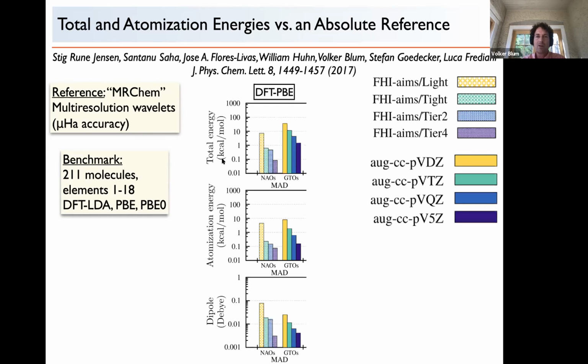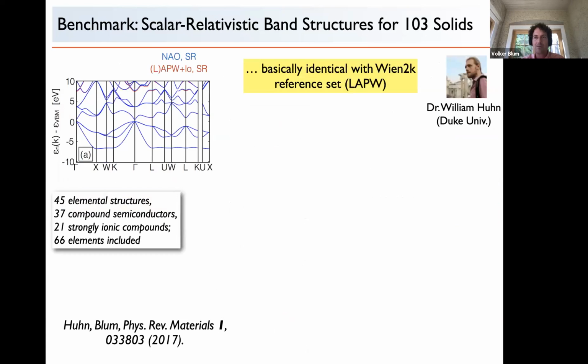So if you do DFT PBE, it turns out this is a total energy error here for the top plot that goes down logarithmically in kilocalories per mole. And for the NAO basis sets, light, tight, tier 2 and tier 4, you can see that this error very quickly drops below 1 kcal per mole for the total energy, not for energy differences, for that is even better, but you can also get to a factor of 10 lower if you like with a larger basis set. So you can converge this to what you need for a practical calculation if necessary.